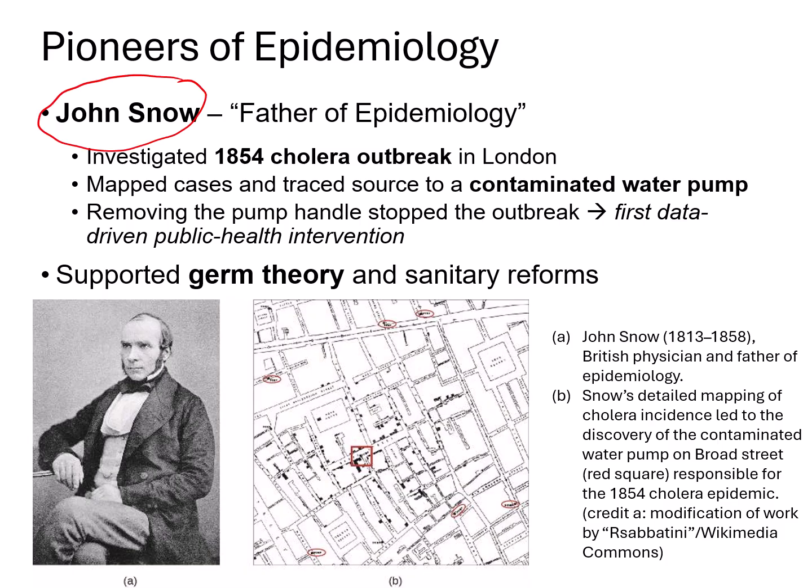He was a British physician known as the father of epidemiology for determining the source of the 1854 Broad Street cholera epidemic in London. During the 1854 cholera outbreak in London, he carefully mapped the cases of cholera, and he was able to trace all infections back to a single contaminated water pump found on Broad Street. Removing the pump handle stopped the outbreak almost immediately. This was one of the first data-driven public health interventions and helped support germ theory.